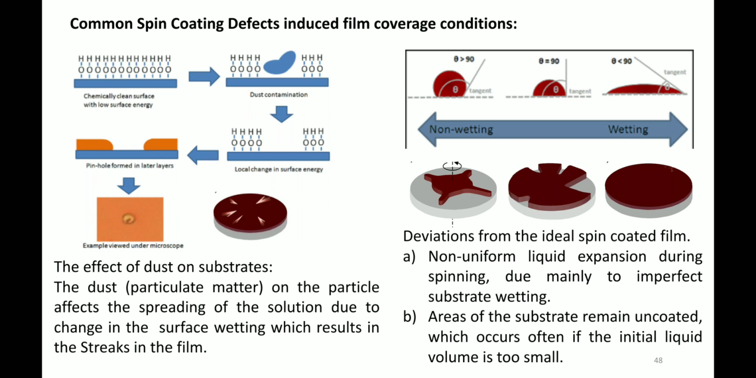Areas of the substrate remain uncoated, which often occurs if the initial liquid volume is too small. So this is another parameter: how much liquid you pour during the spin coating. You have to optimize that amount as per the size and area of the substrate. If the area of the substrate is very high and you take a very small volume of your ink, then in that case also you are not getting uniform coverage of the thin film.